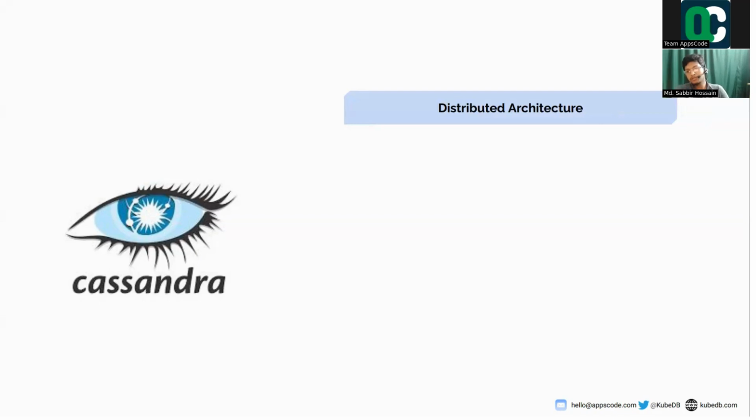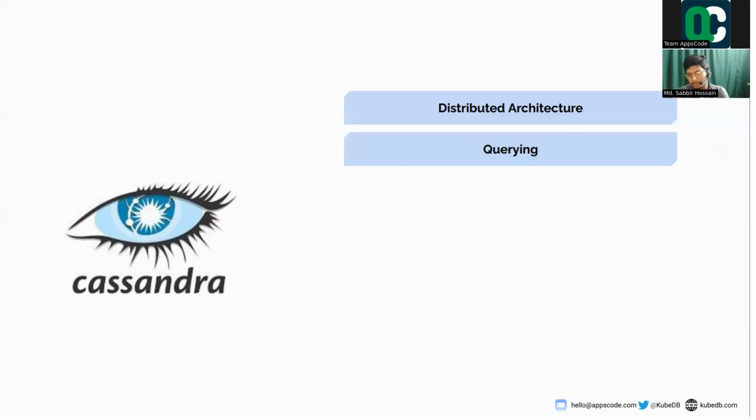So one of its features is distributed architecture. Apache Cassandra's distributed architecture uses a peer-to-peer model where nodes are equally responsible for data storage and processing. It ensures high availability, fault tolerance, and scalability through replication, partitioning, and a ring-based topology.